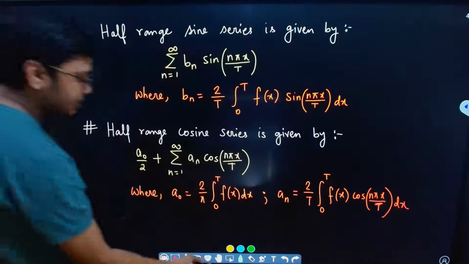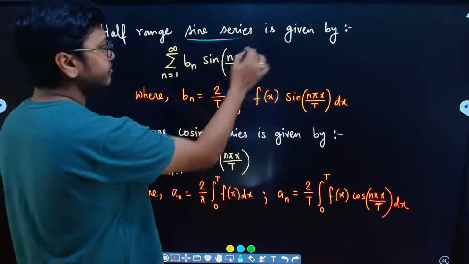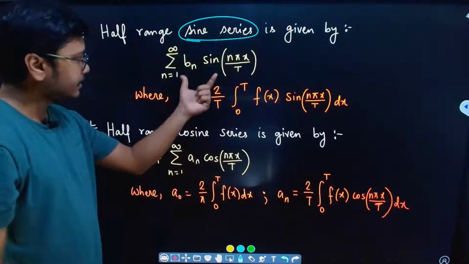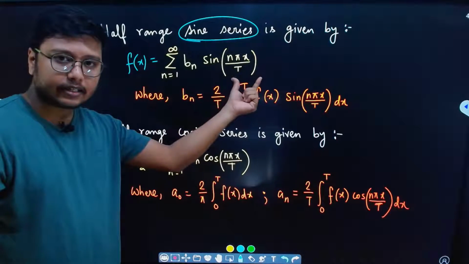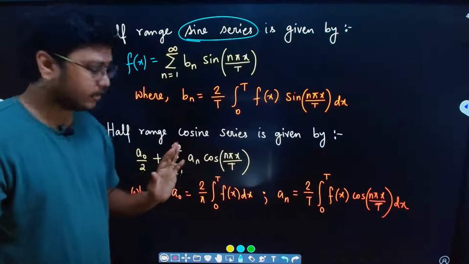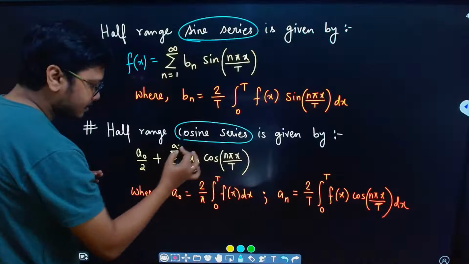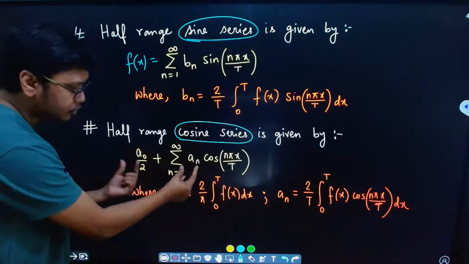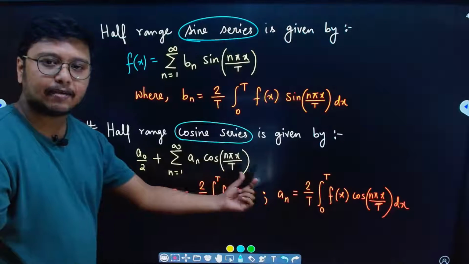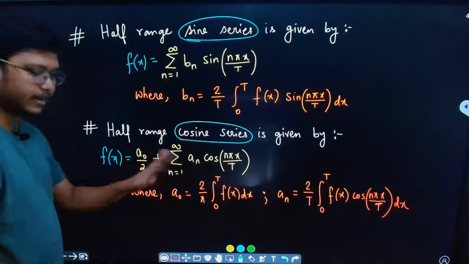So half-range, this was the formula: if it is a half-range sine series, then this is the Fourier series. We only take the sine part, the cos part is not there. Similarly, if you want half range of cosine series, the part associated with cos is there, the sine part is not there. So this is the Fourier series for half range cosine.